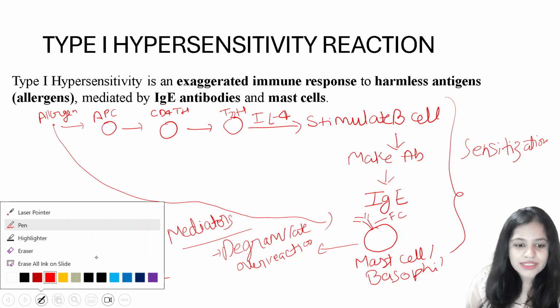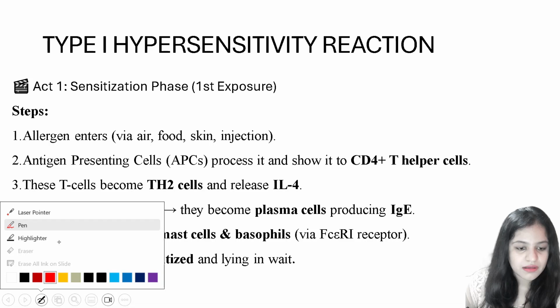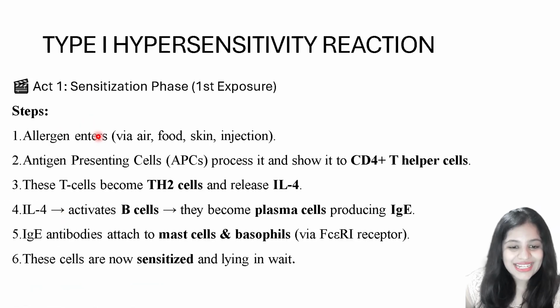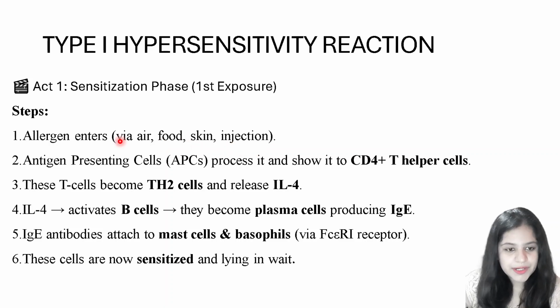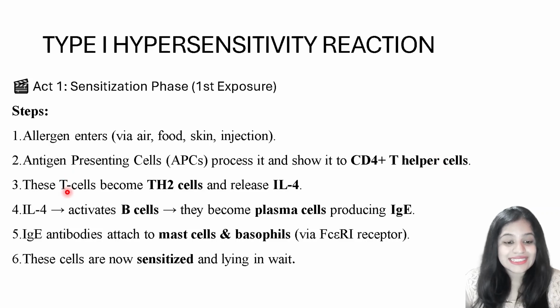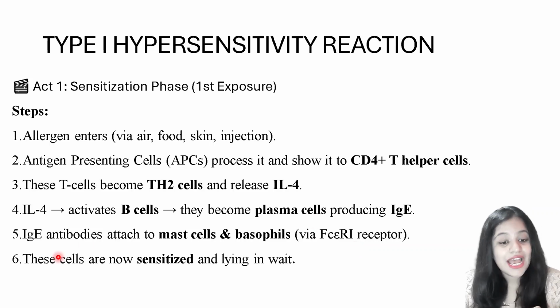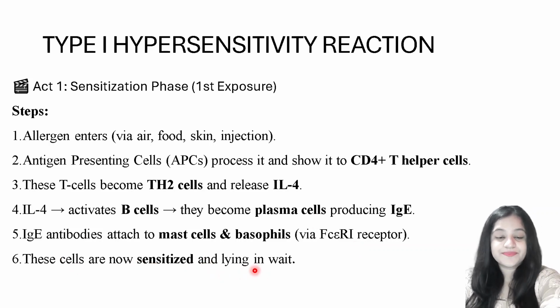Clear? So this was your mechanism of type 1 hypersensitivity. So see here. This allergen enters via air, food, skin injection. Okay. The sensitization phase after first exposure. Your antigen presenting cell processes it and shows it to your CD4 T helper cell. Your T cells become T helper cells 2 and release interleukin 4. Interleukin 4 activates B cell and they become plasma cell producing IgE. Now IgE antibodies attach to mast cells and basophil by F constant receptor. Now these cells are sensitized, lying in wait.